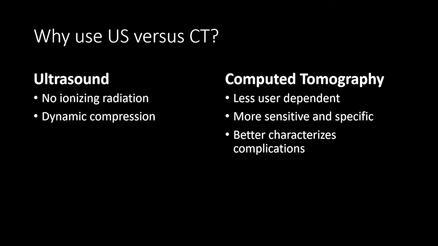CT does have a lot of advantages. It's less user dependent, so it's not as dependent on having a highly skilled ultrasonographer. It is more sensitive and more specific across a large range of meta-analysis. And it better characterizes any complications should there be perforated appendicitis, such as an inflammatory mass or phlegmon or abscess or bowel obstruction that is resulting from appendicitis. But it does have that disadvantage of ionizing radiation, again, which we know our pediatric population is more sensitive to. So we try to avoid the use of computed tomography unless we find it necessary in cases where ultrasound is equivocal.